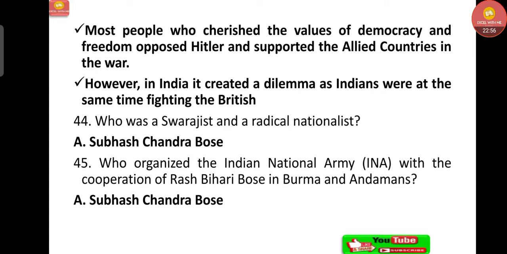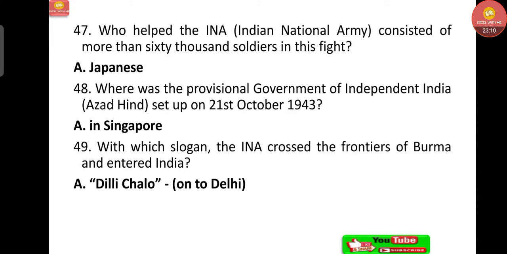Who was a Swarajist and a radical nationalist? He was Subhash Chandra Bose. Who organized the Indian National Army, INA, with the cooperation of Rash Behari Bose in Burma and Andamans? That was Subhash Chandra Bose. Who helped the INA, which consisted of more than 60,000 soldiers, in this fight? They were Japanese.